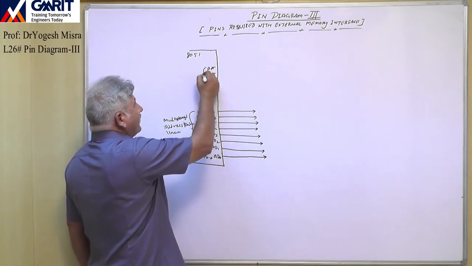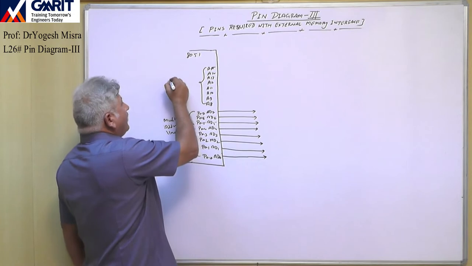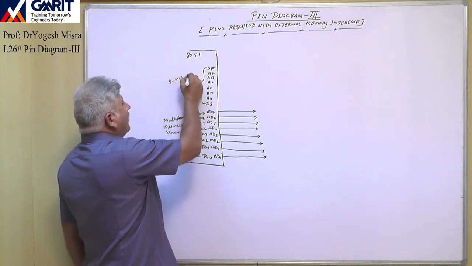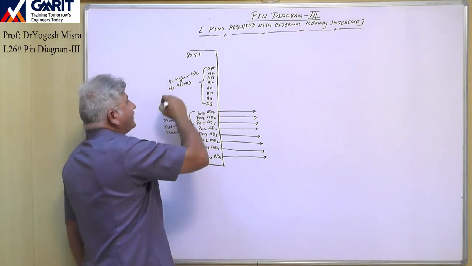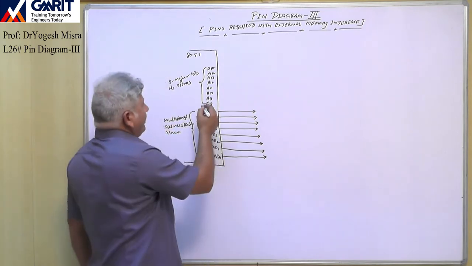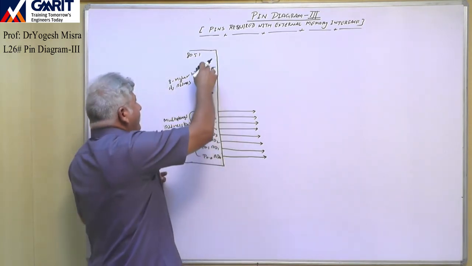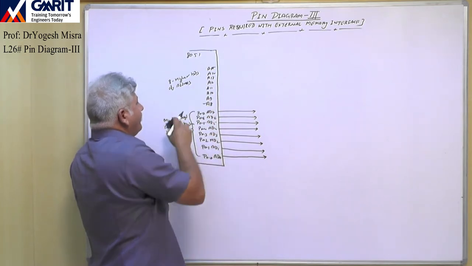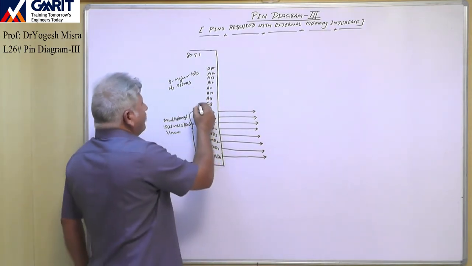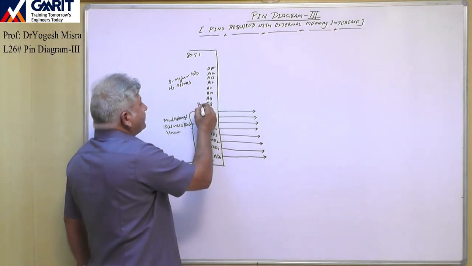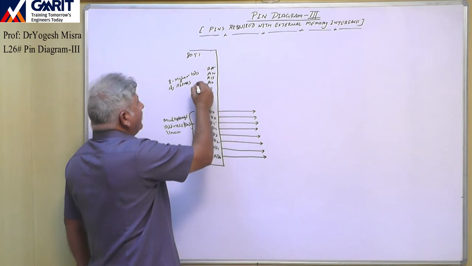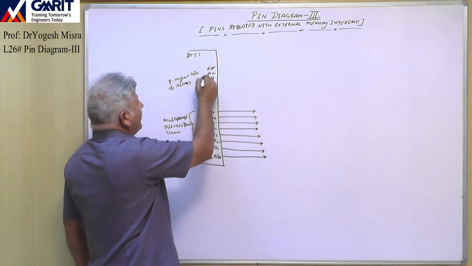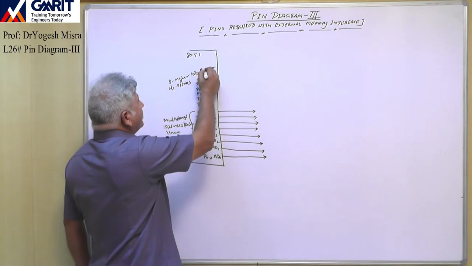These are the 8 higher bits of addresses. And these are available over port number 2, port 2 pin number 0, port 2 pin number 1, port 2 pin number 2, port 2 pin number 3, P2.4, P2.5, P2.6 and P2.7.